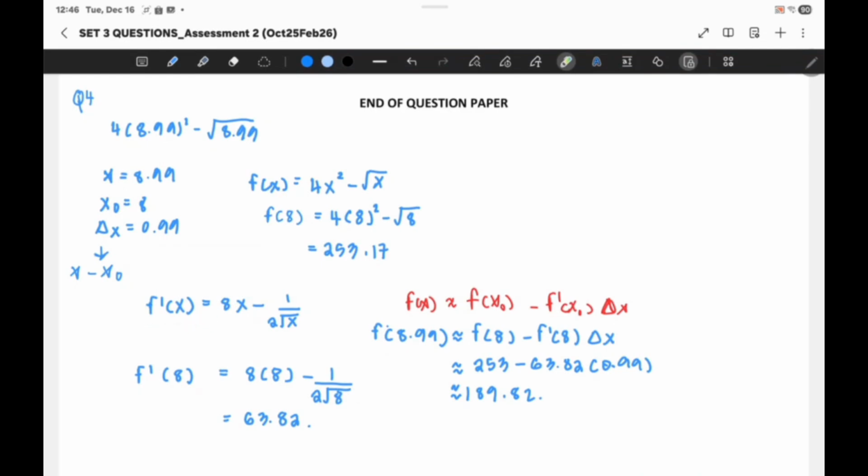And then we insert the x naught into the function again to estimate the value. And then after that, we use this formula to find f(x). After that, we will get the final answer.